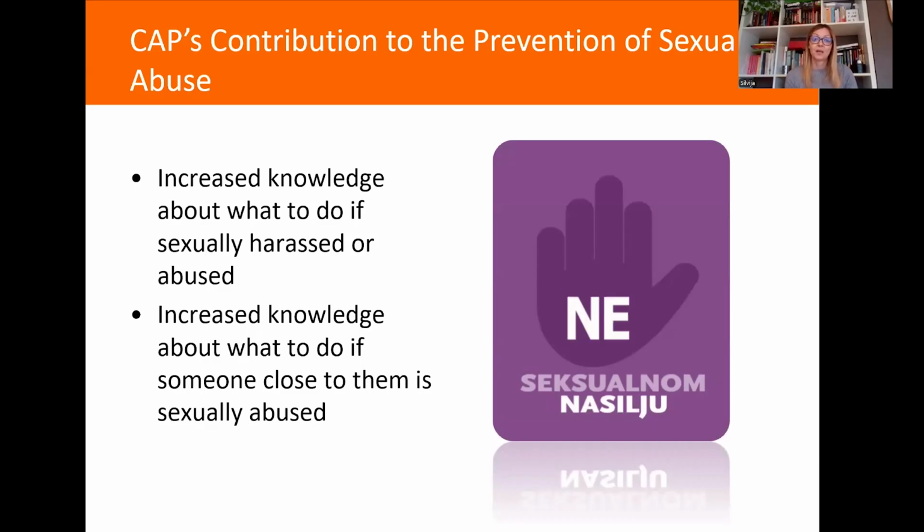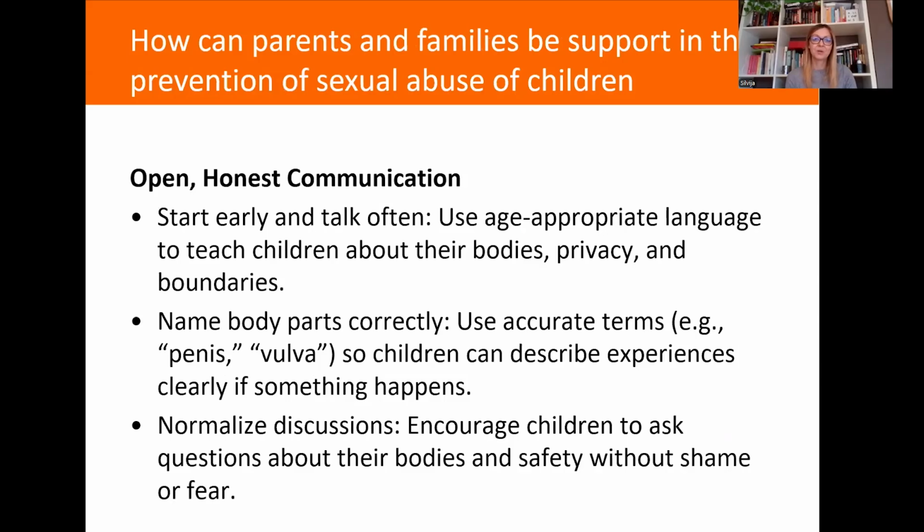We can see now this booklet on sexual abuse, that was aimed especially at the prevention of child sexual abuse. Can go on. So now we come to the part of how parents and families can be supportive in the prevention of sexual abuse of children. And first, and I would say the most important thing, is open and honest communication.